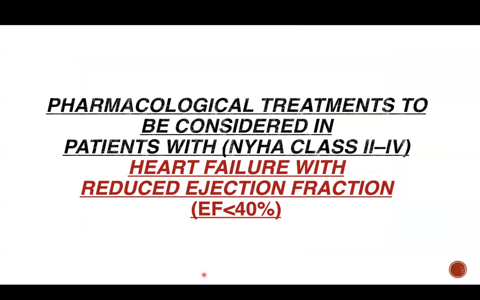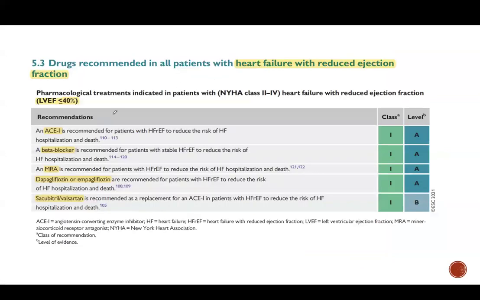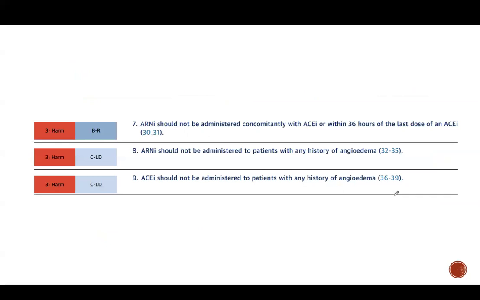Pharmacological treatments to be considered in patients with New York Heart Association class 2 to 3 heart failure with reduced ejection fraction. So in all patients with an EF of less than 40%: an ACE inhibitor, a beta blocker, a mineralocorticoid receptor antagonist, dapagliflozin or empagliflozin, and an ARNI, sacubitril/valsartan. These are our class 1 recommendations.